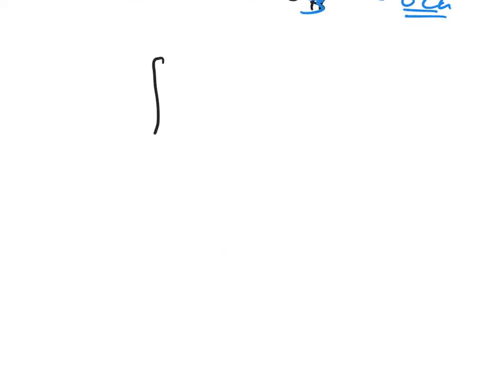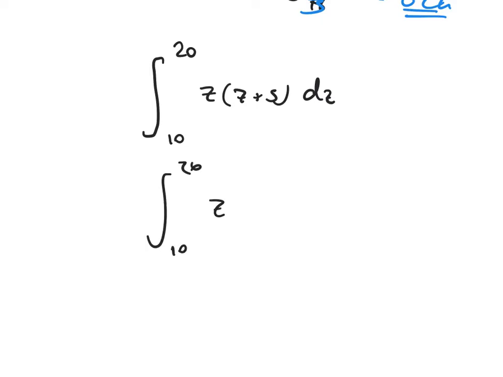Okay, let's try some more. I'm going to integrate between 20 and 10, z bracket z plus 5. Okay, so let's first of all expand out the bracket. That's part of the preparation. That's z squared plus 5z.